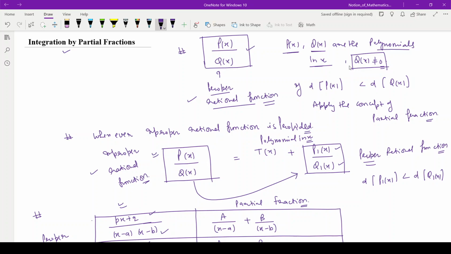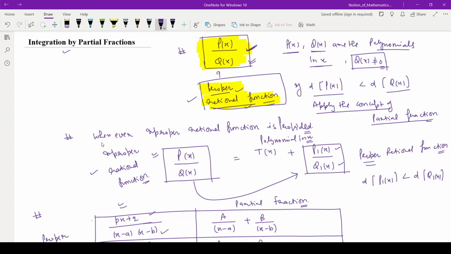So students, this type of function, p(x) upon q(x), is known as a proper rational function if one condition is provided here. What is the condition? If degree of p(x) is less than degree of q(x). Along with such a condition, this particular function is known as a proper rational function. And for a proper rational function, we can easily apply the concept of partial fractions.